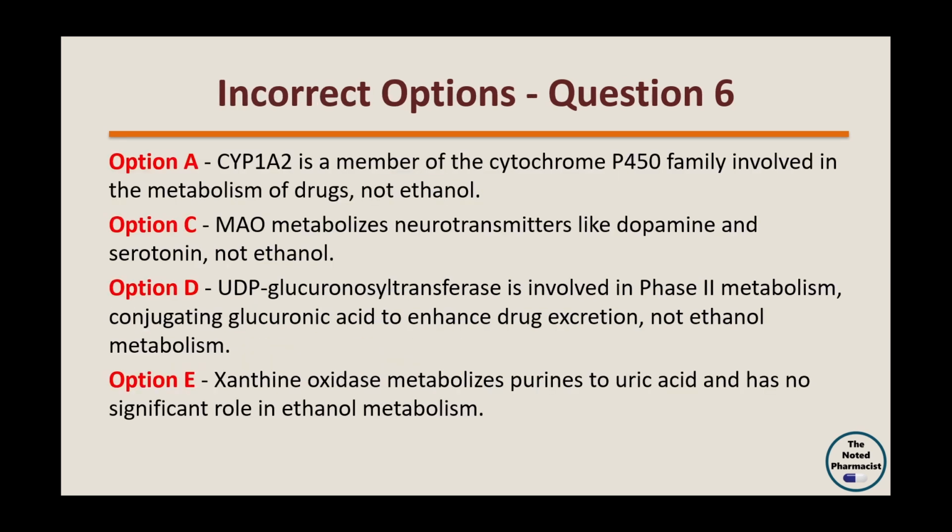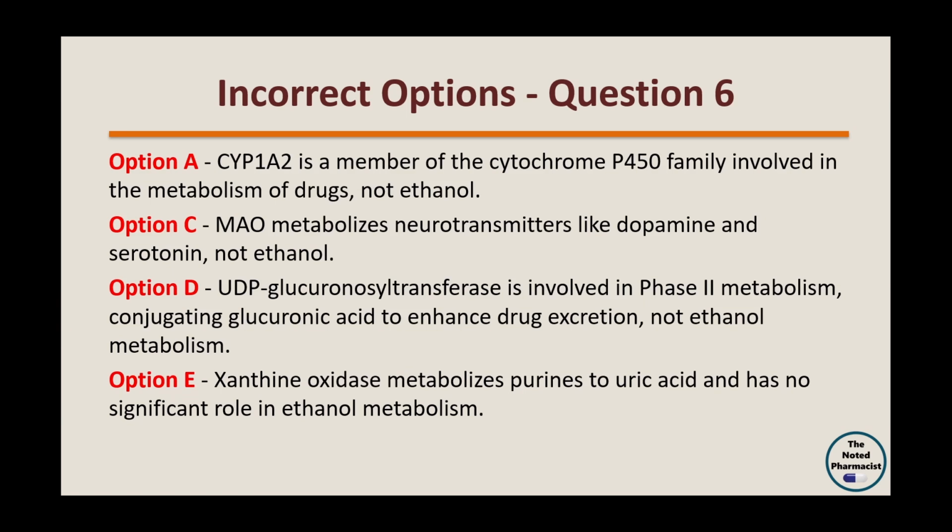Here is the explanation for incorrect options. Option A is incorrect because CYP1A2 is a member of the cytochrome P450 family primarily involved in the metabolism of drugs, not ethanol. Option C is incorrect because monoamine oxidase metabolizes neurotransmitters like dopamine and serotonin, not ethanol.